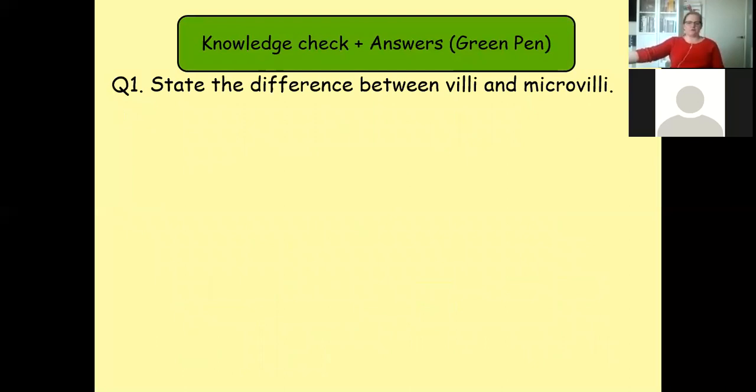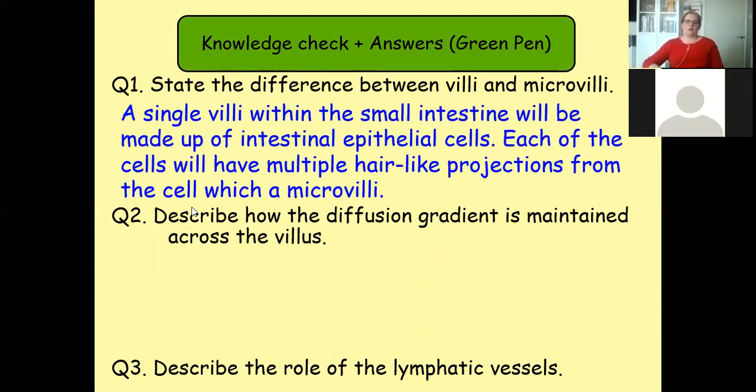So the difference between a villi and a microvilli. A single villus within our small intestine will be made up of intestinal epithelial cells, and each of these cells will have multiple hair-like projections from the cell, which are the microvilli.